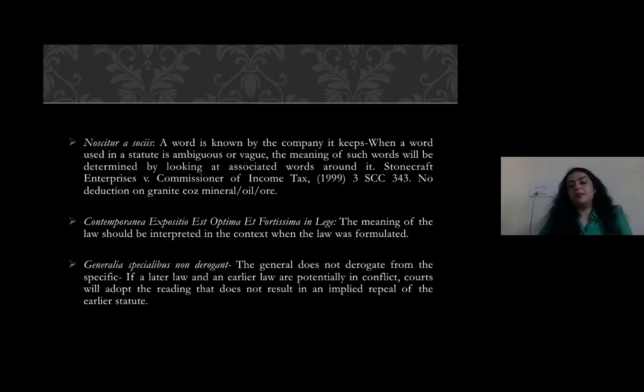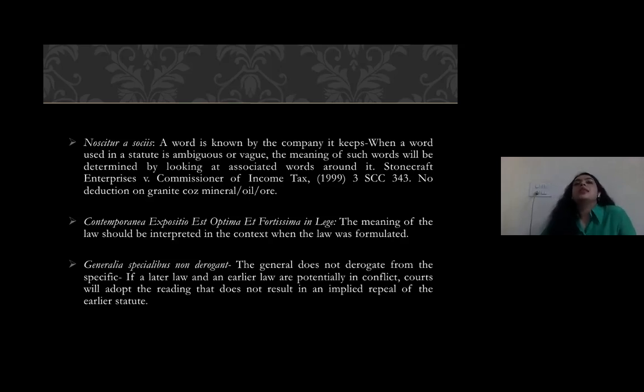which basically means that a word is known by the company it keeps. That if there is an ambiguity, the words have to be read and interpreted in association with the words around it. So there was a case of Stonecraft Enterprises versus Commissioner of Income Tax.